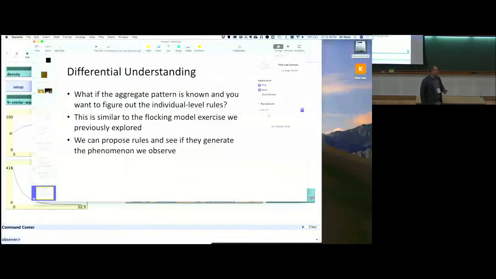So I'll stop there with what is agent-based modeling, and I'm going to transition now to when to use it. But are there any other questions about that before I move on?